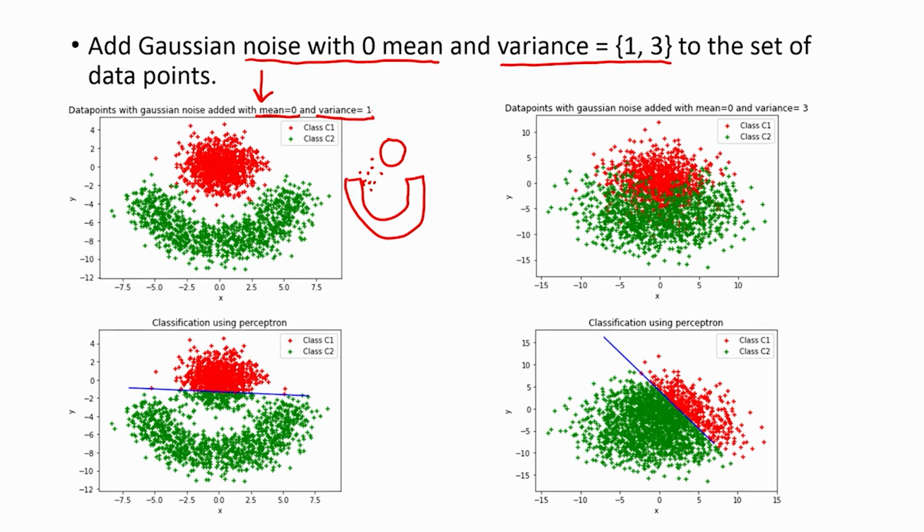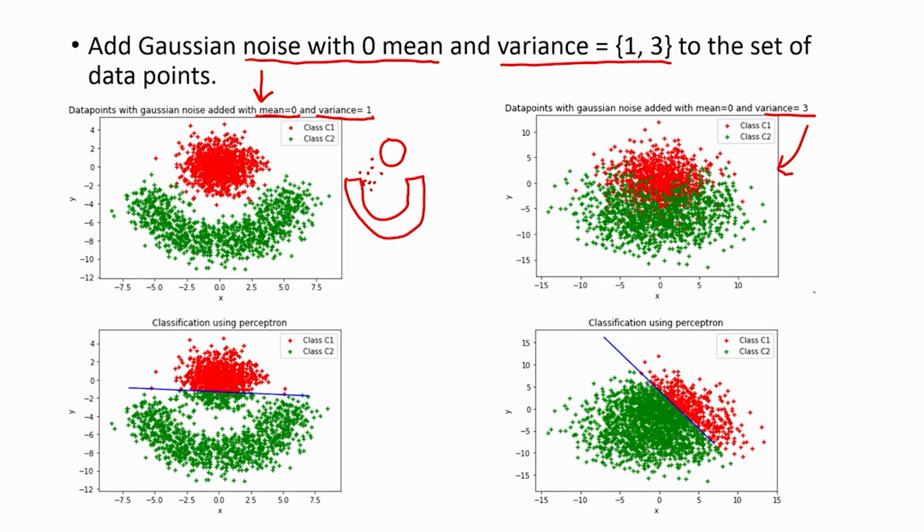As we increase the variance from 1 to 3, we again see a more disturbed behavior, that is, both the clusters or classes are overlapping with each other. Therefore, there is no way that the perceptron algorithm can find a hyperplane to distinctly classify the data points from each of the classes.